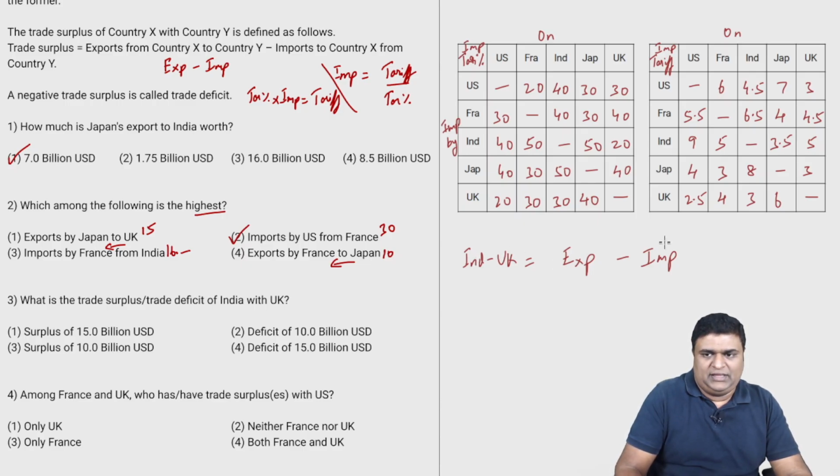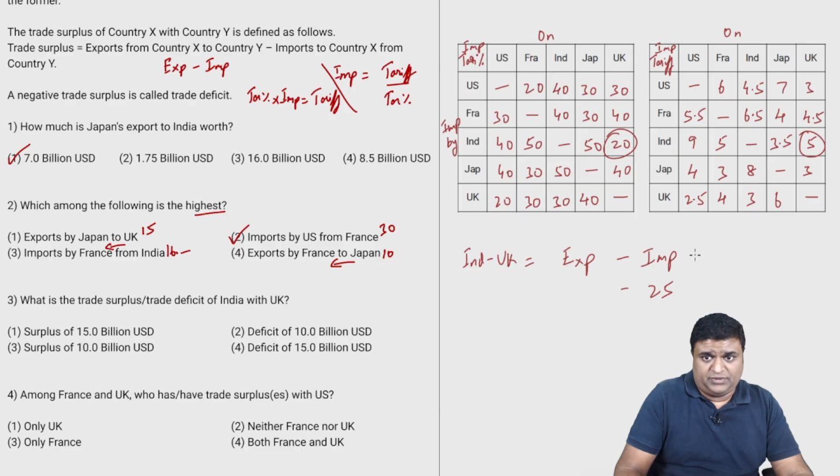India with UK imports is just the table. India with UK, that's 20% over here and 5. If 20% is 5, then 100% is 5 times this. 5 times this becomes 25, right? You can try it out later, but start trying to do it this way. That's when you become quick with these.